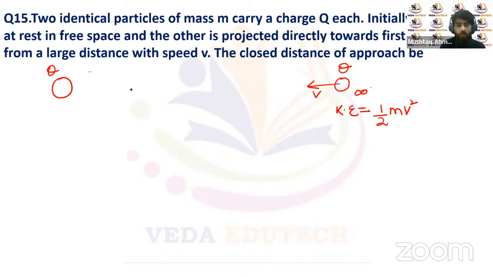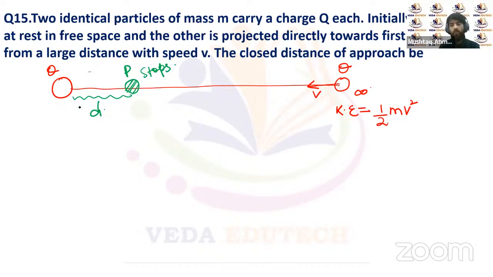Once this charge q approaches the other charge, there will be a force of electrostatic repulsion between them. So the speed of this charge q will continuously decrease, and at this point P, finally this charge q stops. Let's suppose the maximum distance it approaches is the distance d, and this distance d is the distance of the closest approach.